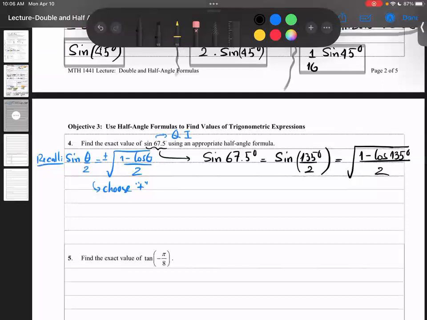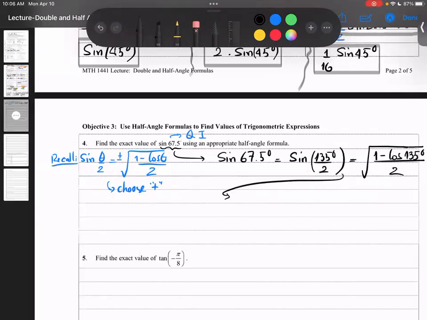If you look it up on your unit circle, what's cosine 135 degrees? So 1 minus negative 1 over 2 over 2 is kind of like a fraction, I'm sorry. Root 2 over 2? Right. Yeah, that's what I have.